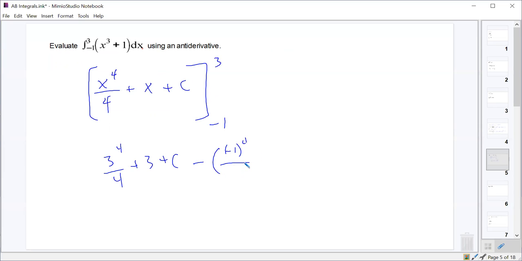Wow, my handwriting is really bad. -1 to the 4th over 4 minus 1 plus that constant again, right? And so what's going to happen with those two constants? They're going to cancel each other out. And so when we do a definite integral, those constants don't matter. We don't need to put them in at all.